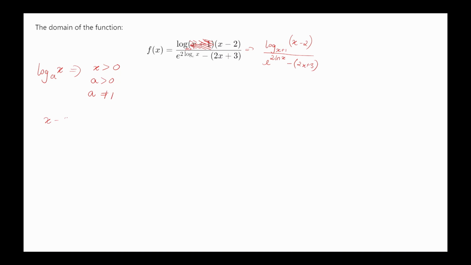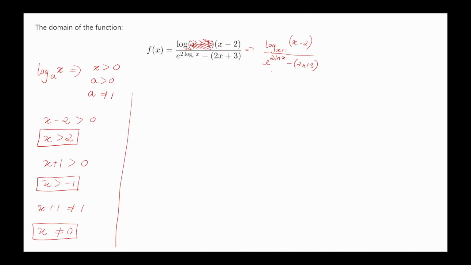So x minus 2 should be greater than 0. That means x is always greater than 2. So that is the first part of the domain that I've found out. x plus 1 should be greater than 0. That means x should be greater than minus 1. This is the other part that I've found out. x plus 1 should not be equal to 1. That means x should not be equal to 0. Another part that I've found out.